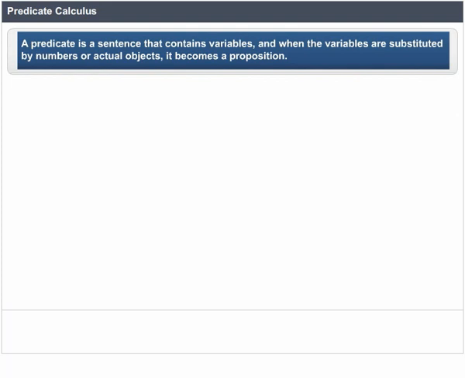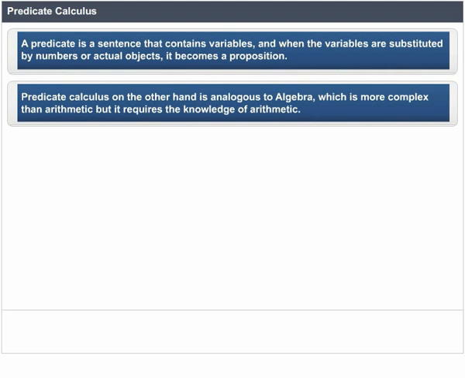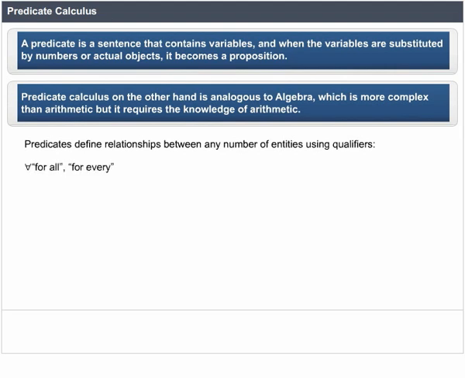Predicate calculus. A predicate is a sentence that contains variables, and when the variables are substituted by numbers or actual objects, it becomes a proposition. Predicate calculus, on the other hand, is analogous to algebra, which is more complex than arithmetic, but it requires the knowledge of arithmetic. Predicates define relationships between any number of entities using quantifiers: for all, for every, there exists. Examples: x greater than 4, a squared plus b squared equals c squared.